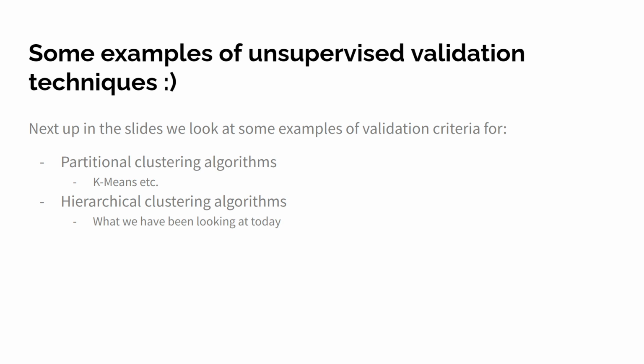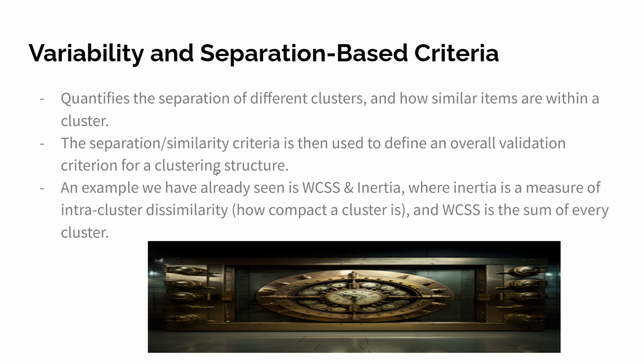So we're going to look at some examples of unsupervised validation techniques, for partitional clustering algorithms and also for hierarchical clustering algorithms. There are two main criteria we look at: variability and separation based. Variability is about how compact a cluster is, so within a cluster, how similar the items are. Separation looks at 2 separate clusters and sees how separate they are.